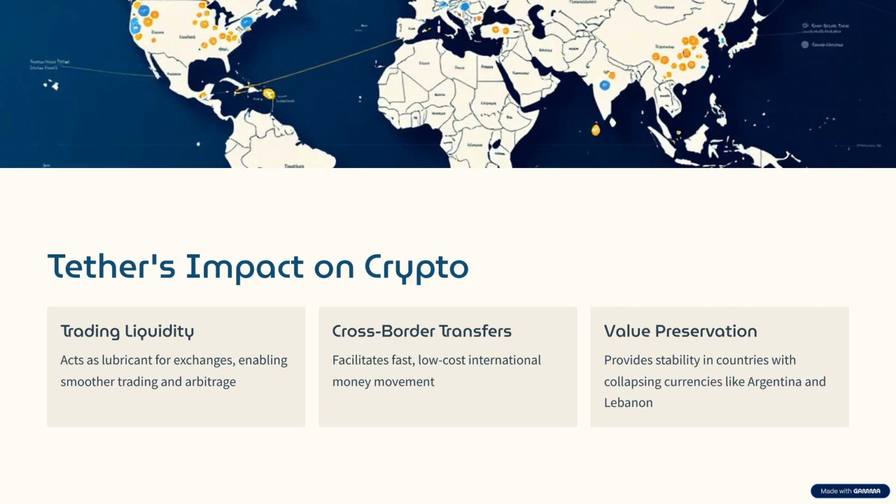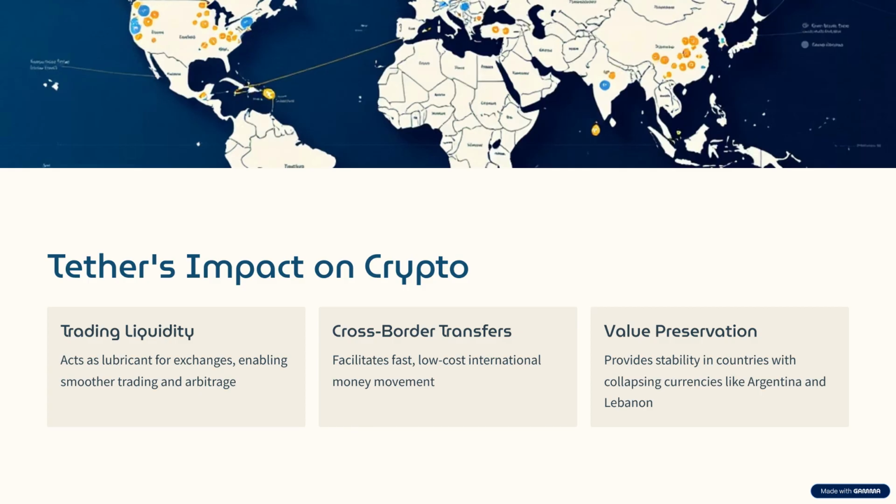What does this enable? Tether makes crypto tradable at scale. Without it, exchanges would constantly struggle to manage fiat pairs. USDT acts like a lubricant for liquidity, smoothing out trades, arbitrage, and settlements across markets. It's also used for remittances, cross-border transfers, and even bypass of banking restrictions in countries with unstable currencies. For example, in Argentina, Lebanon, Nigeria, people use USDT to preserve value when their local money collapses. It's not just a tool for traders, it's a lifeline for millions.